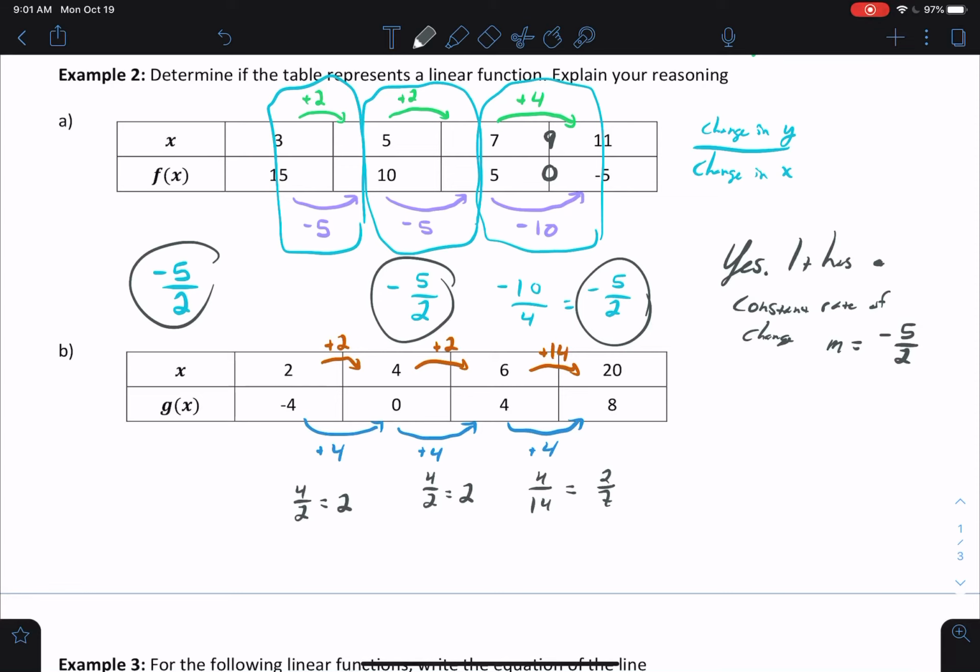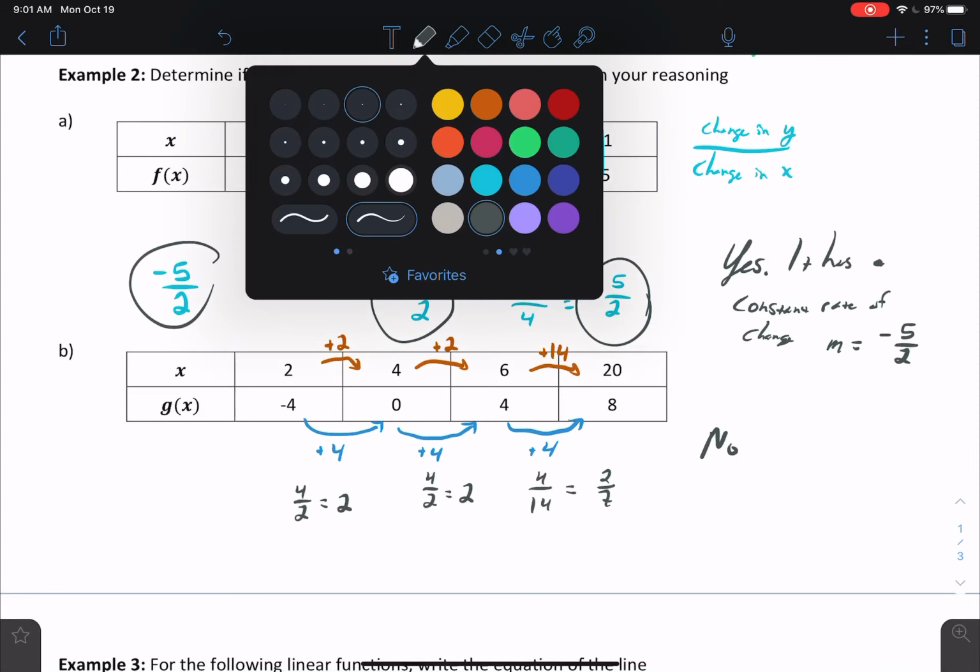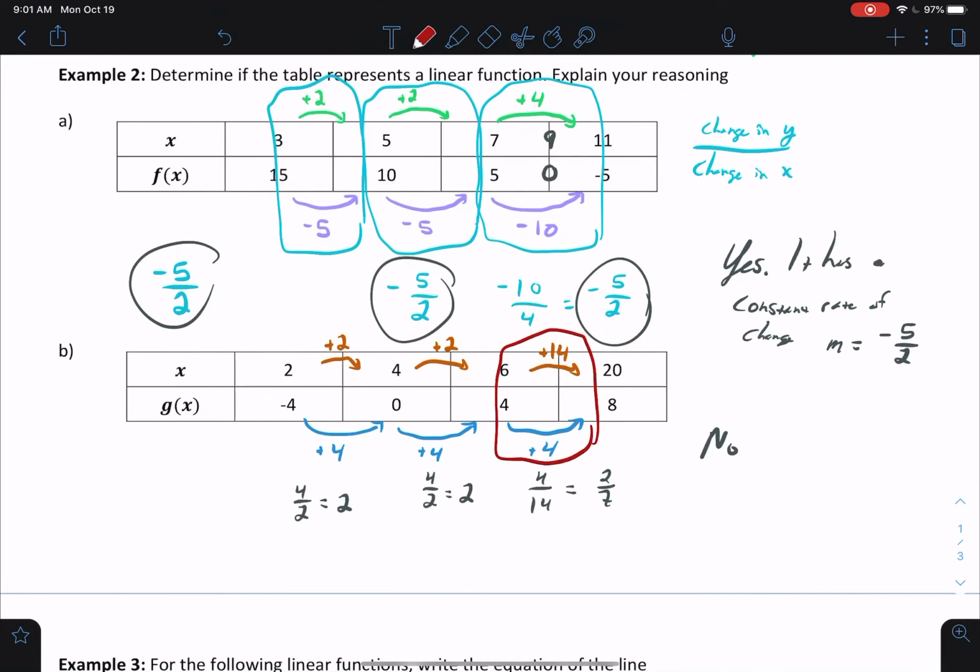So is this a linear function? No, because this rate of change does not match the other ones. It does not have a constant rate of change. Constant meaning that it's the same for every change in y over change in x. So 2 equals 2, but that does not equal 2/7. It's not constant for every move that I make in this table. So this is not a linear function.